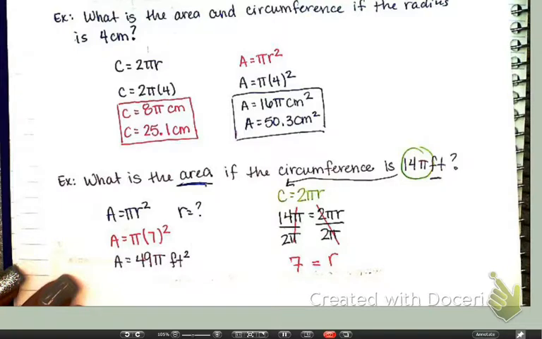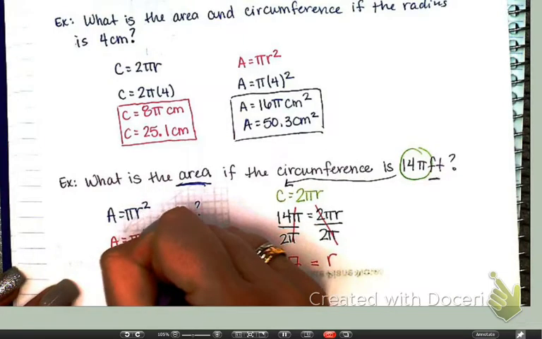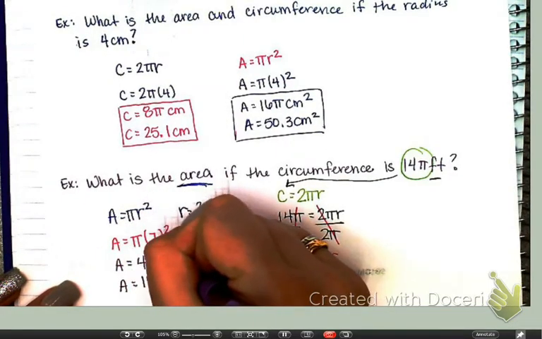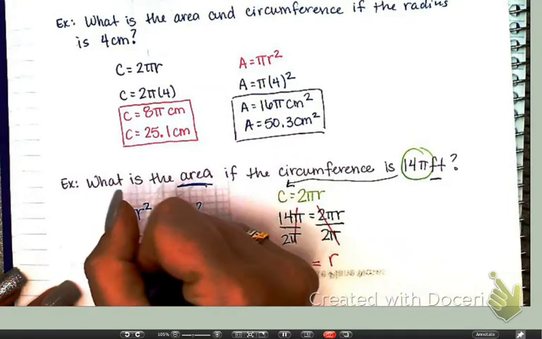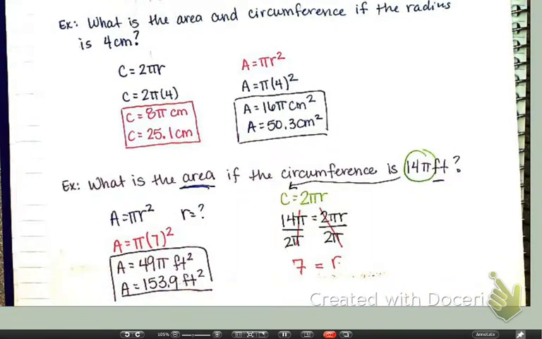Someone want to confirm that? Yep. So area equals 153.9 feet squared. Test if we don't have feet squared, are you going to mark us off for it? Yes, you'll lose like a half a point for not having your units.